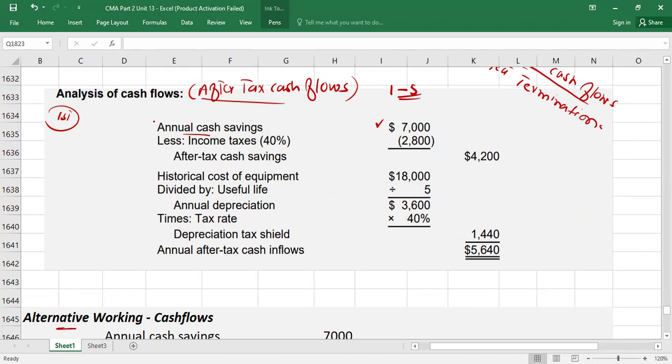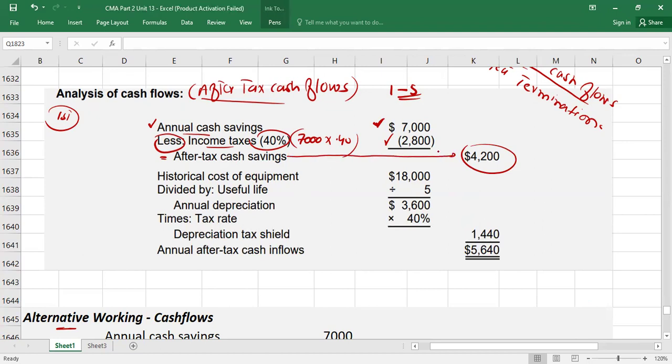First we'll write here annual cash saving, which is 7,000, given in the question. From there, we can deduct what? Income tax. Because this is the cash saving, we have to pay tax on that, right? So tax is how much? 40%. It's given in the question, this rate. So if I take 7,000 multiplied by 40%, this will give you a tax amount of 2,800. So this we will deduct. So this is now called after tax cash saving. Please remember, whatever amount you got here so far, 4,200, is the after tax cash saving.